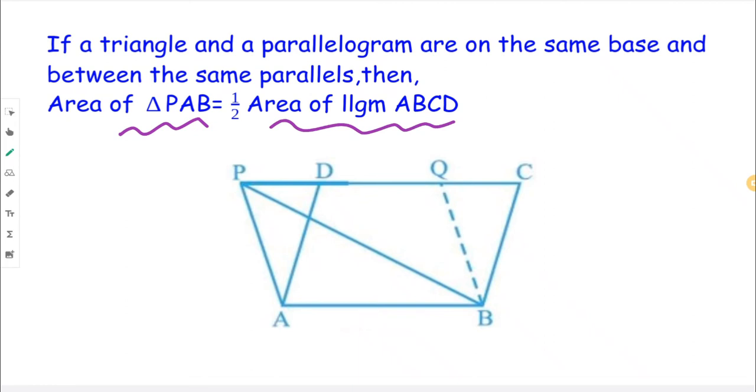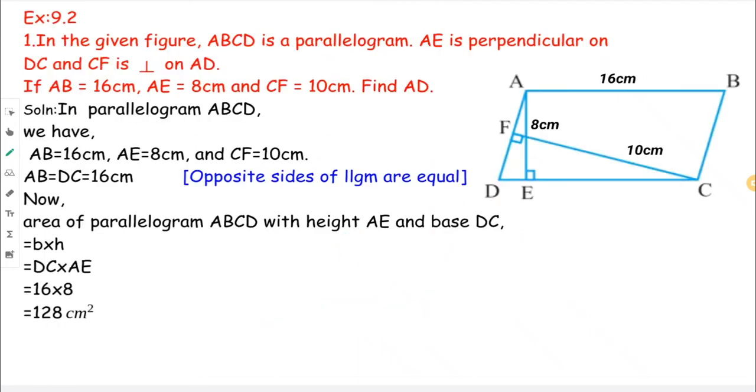remember that the area of the triangle should be equal to half times the area of the parallelogram ABCD. Clear? All right, let's do one question from here. In a given figure, ABCD is a parallelogram. Obviously, you can already see here, right? ABCD is a parallelogram, and AE is perpendicular to DC. That means this is 90 degrees, right, on DC, and they've also given us CF is perpendicular to AD.